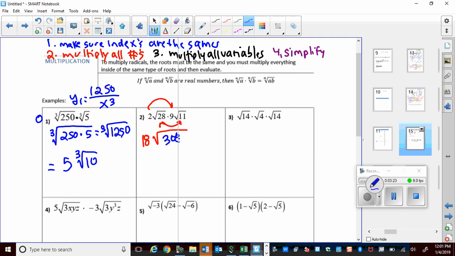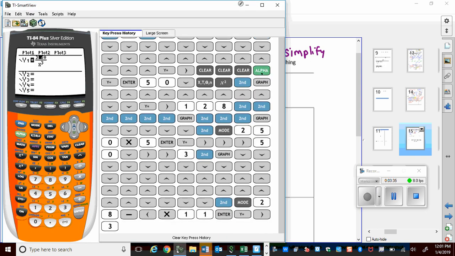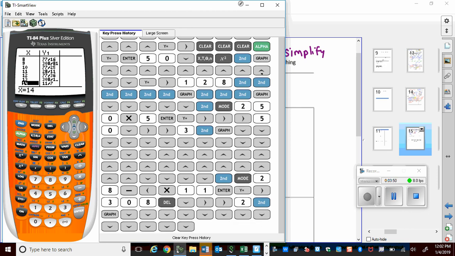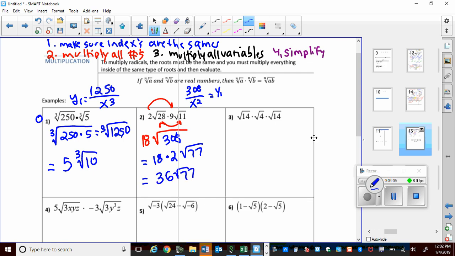So when I go to simplify this, I'm going to put in 308 divided by x squared into y1. So y1, 308 divided by x to that index, which is 2, second graph. Smallest value here looks like 77. And it's true, smallest whole number is 77. So this equals 18 times 2 square root of 77, or 36 square root of 77.